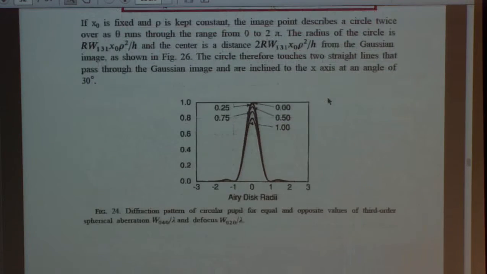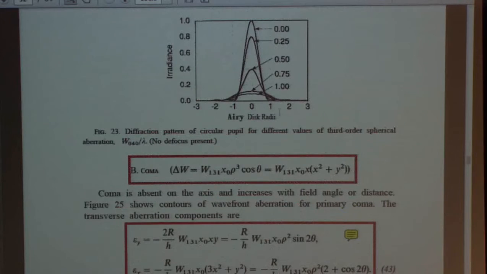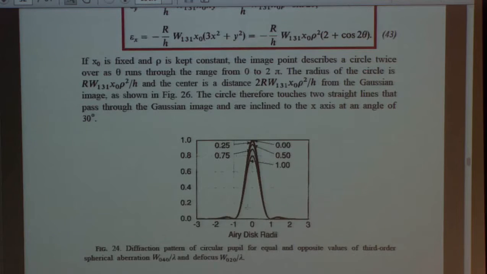Is that Airy disk radii normalized? This is where the first Airy disk goes to 0, so 1.22 lambda f number, however you want to think about it. But I don't know what the f number is, and I don't care what the f number is. I just write it as normalized coordinates of Airy disk radii. But the point I want to make sure everyone understands is that if you have some spherical, and I balance that with some defocus, I can really improve my image a lot.